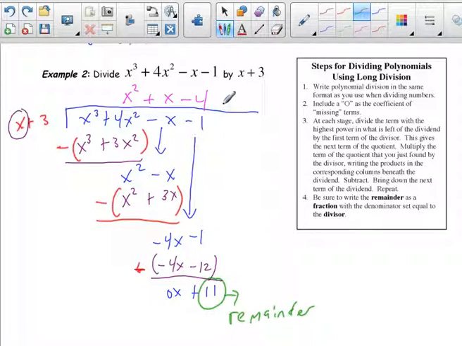So I could go ahead and write this as remainder 11. But normally, when dividing polynomials, we're going to write it as plus 11, the remainder, over the divisor, x plus 3. And this right here is our answer, x squared plus x minus 4 plus 11 over x plus 3. That's the answer when x cubed plus 4x squared minus x minus 1 is divided by x plus 3.